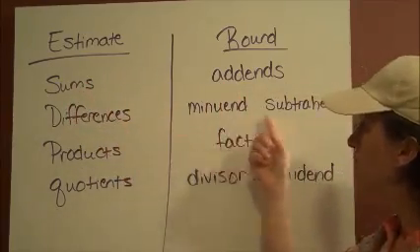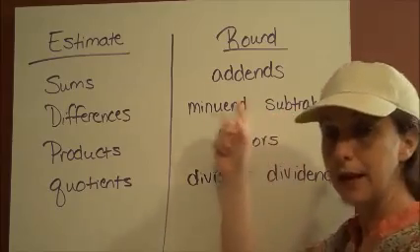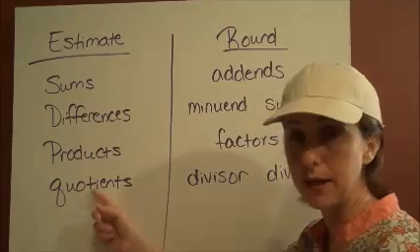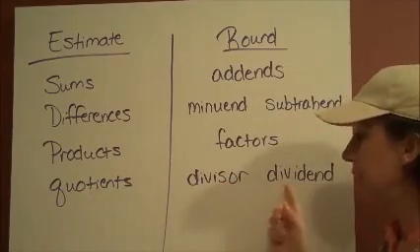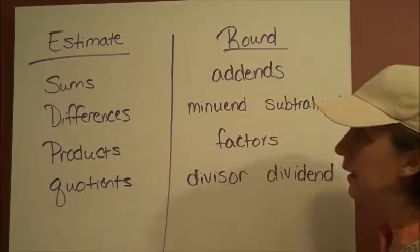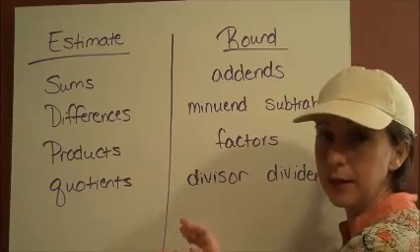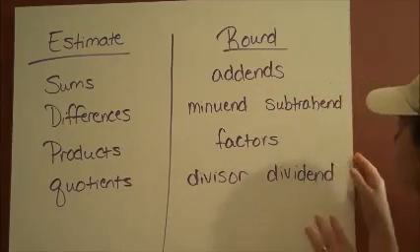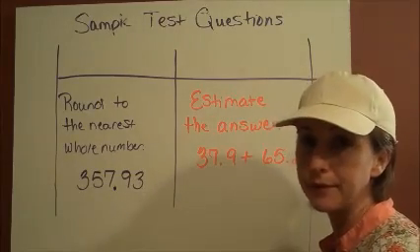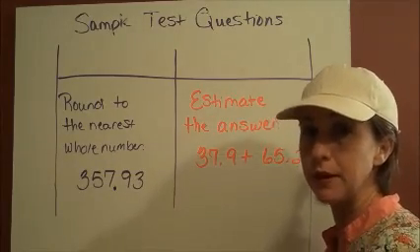You round the minuend and the subtrahend to get a difference. You round the factors to get an estimated product. And you round the divisor and the dividend to get an estimated quotient. So hopefully you're seeing that in order to get an estimate, rounding is involved. Rounding is done to a number. Estimating is done to an answer.